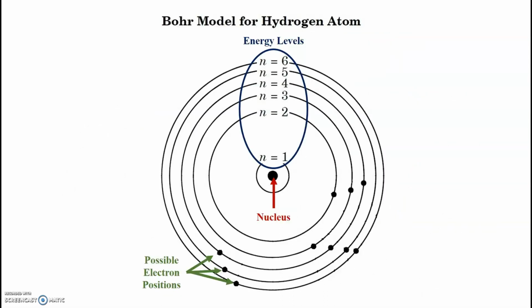So in particular, when we're looking at this diagram, we are most interested in these possible electron positions in the various energy levels. And because electrons can only be in the energy levels and not in the space between them, the electrons absorb and emit very particular wavelengths of light, containing just the right amount of energy to move them in between these energy levels.